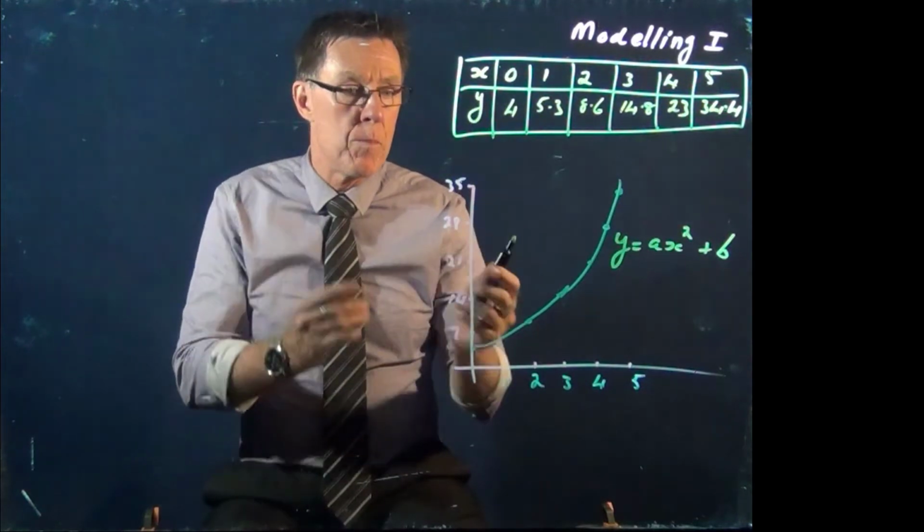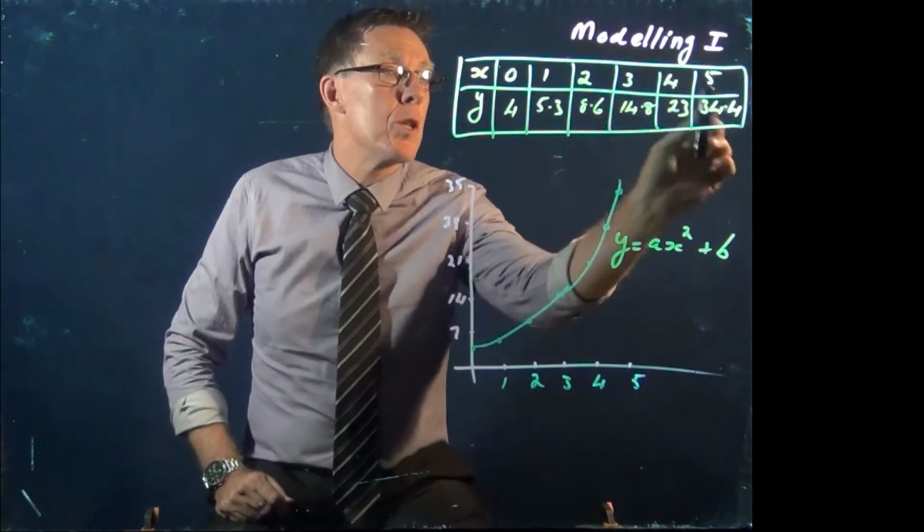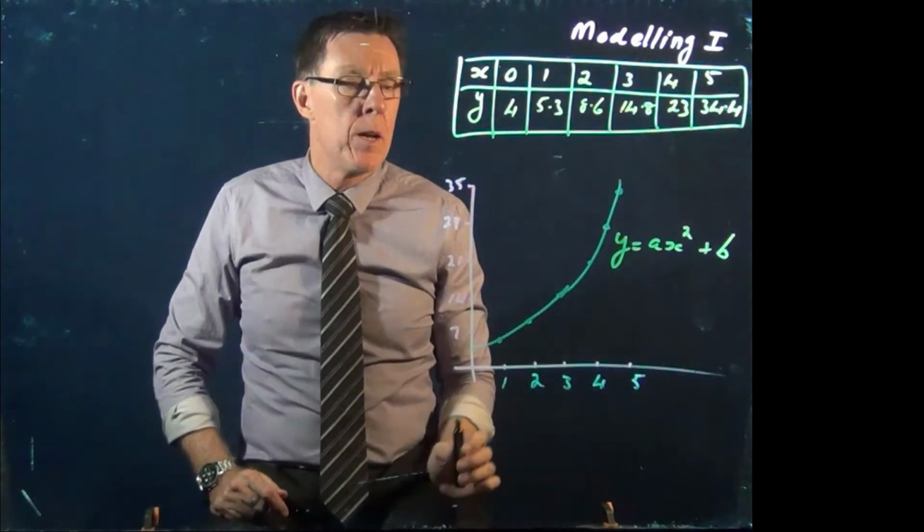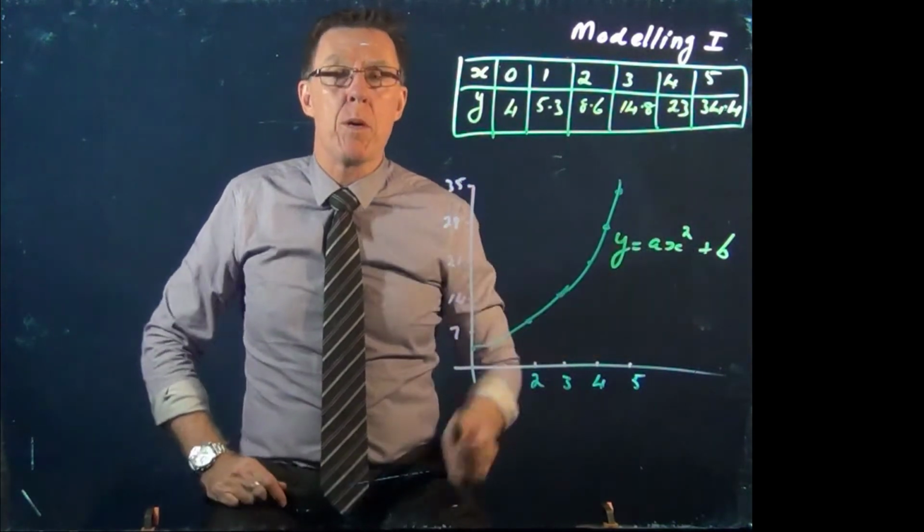And that's the essence of the question. What is the rule that produces these points, produces this graph? So we need to find the a value and the b value.